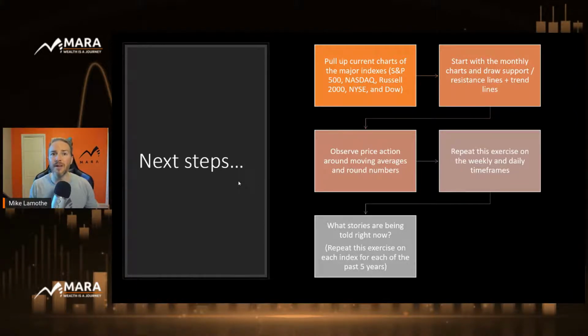If you want to take all this stuff to the next level, then go ahead, pull up charts on the S&P 500, NASDAQ, Russell, Dow, all that stuff. Start with monthly, draw your trend lines, draw resistance lines, look at the price action, look for some of the other stuff that we spoke about in other live streams, the moving averages, the major round numbers where you might start to find support and resistance. Repeat this exercise on weekly time frames and comment down below and let us know what kind of stuff you find.